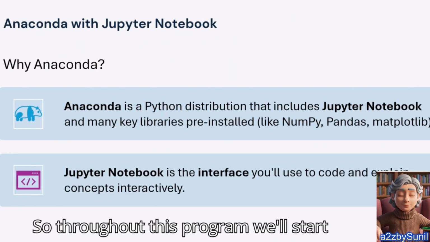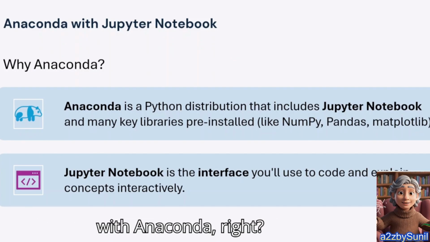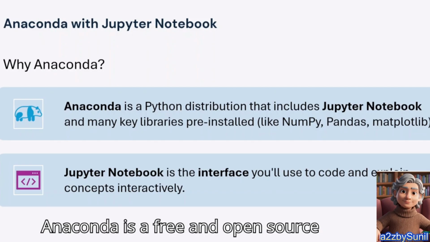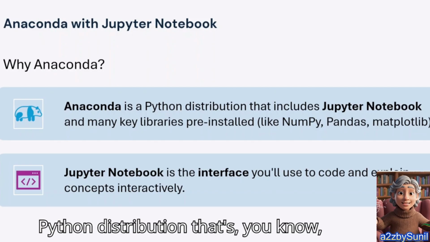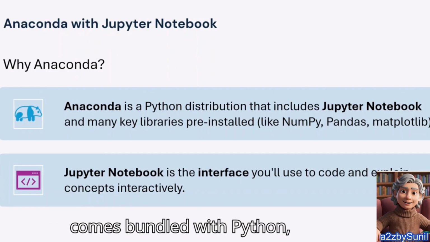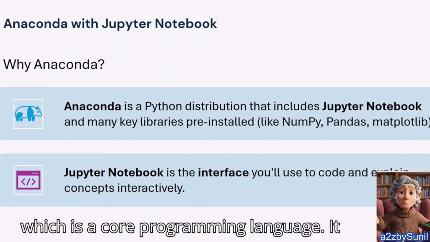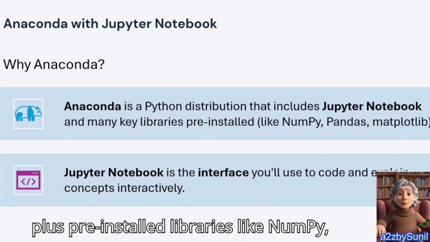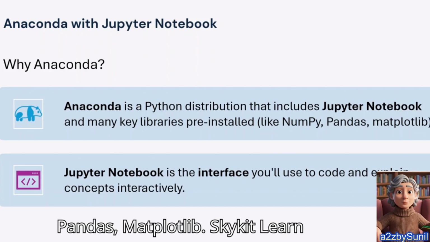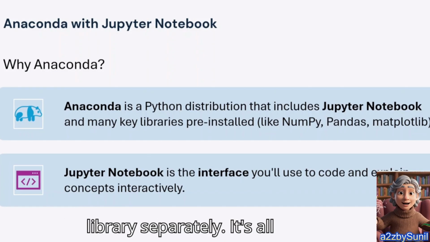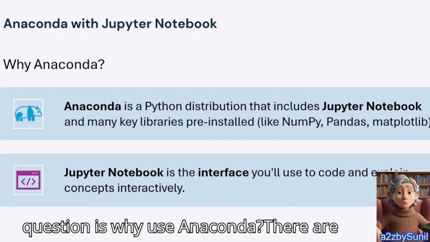Throughout this program, we'll start with Anaconda, right? We'll be using Python through Anaconda. So what is Anaconda? Anaconda is a free and open source Python distribution that's built specifically for data science and AI applications. It comes bundled with Python, which is the core programming language. It has Jupyter Notebook, a powerful coding interface, and 250 plus pre-installed libraries like NumPy, Pandas, Matplotlib, Scikit-learn, etc. The beauty here is that you don't have to install each library separately. It's all included.